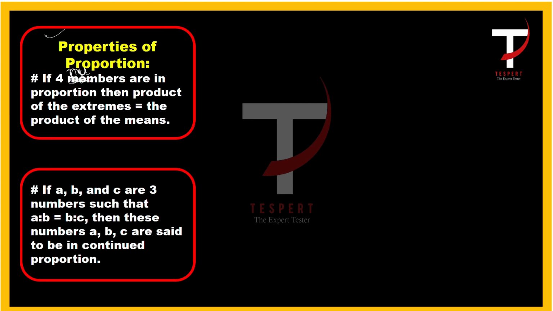So some properties of proportion: if four numbers are in proportion, then the product of extremes is equal to product of means. So if we say that A is to B and C is to D are in proportion, then the product of means will be equal to the product of extremes. So B into C is equal to A into D. What is the second property?